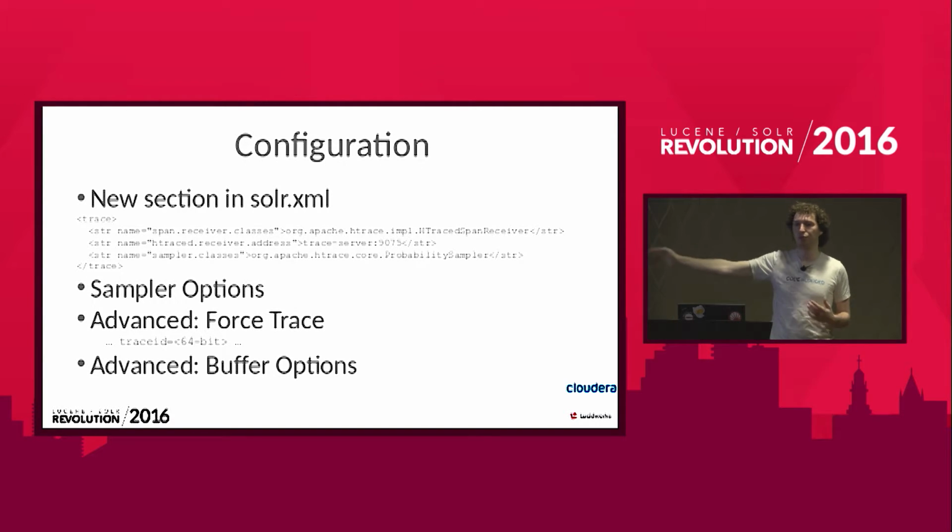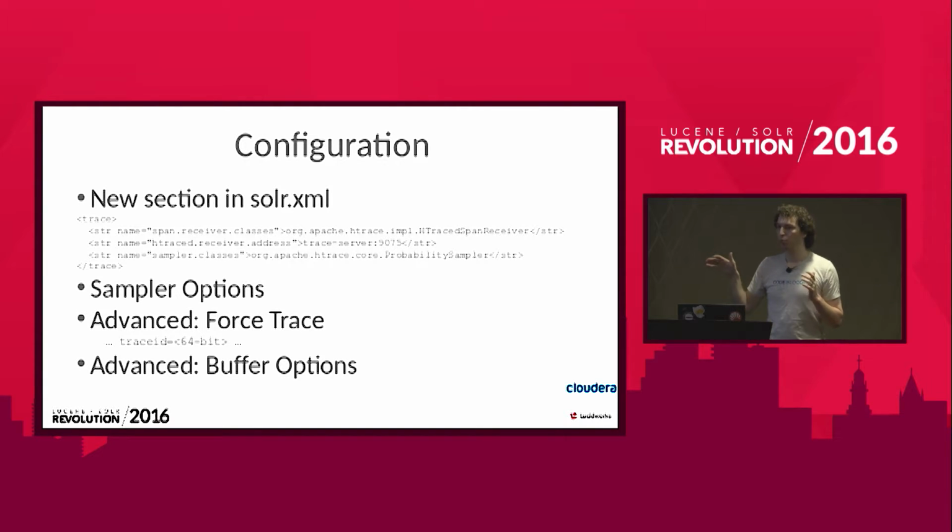But we'll have the option to force a trace. If we include in our query parameters trace ID equals blah, just throw it some kind of ID, then that's going to tell Solr, hey, this is already part of a trace. We need to trace and generate all of the sub and child traces because somebody out there is expecting results.